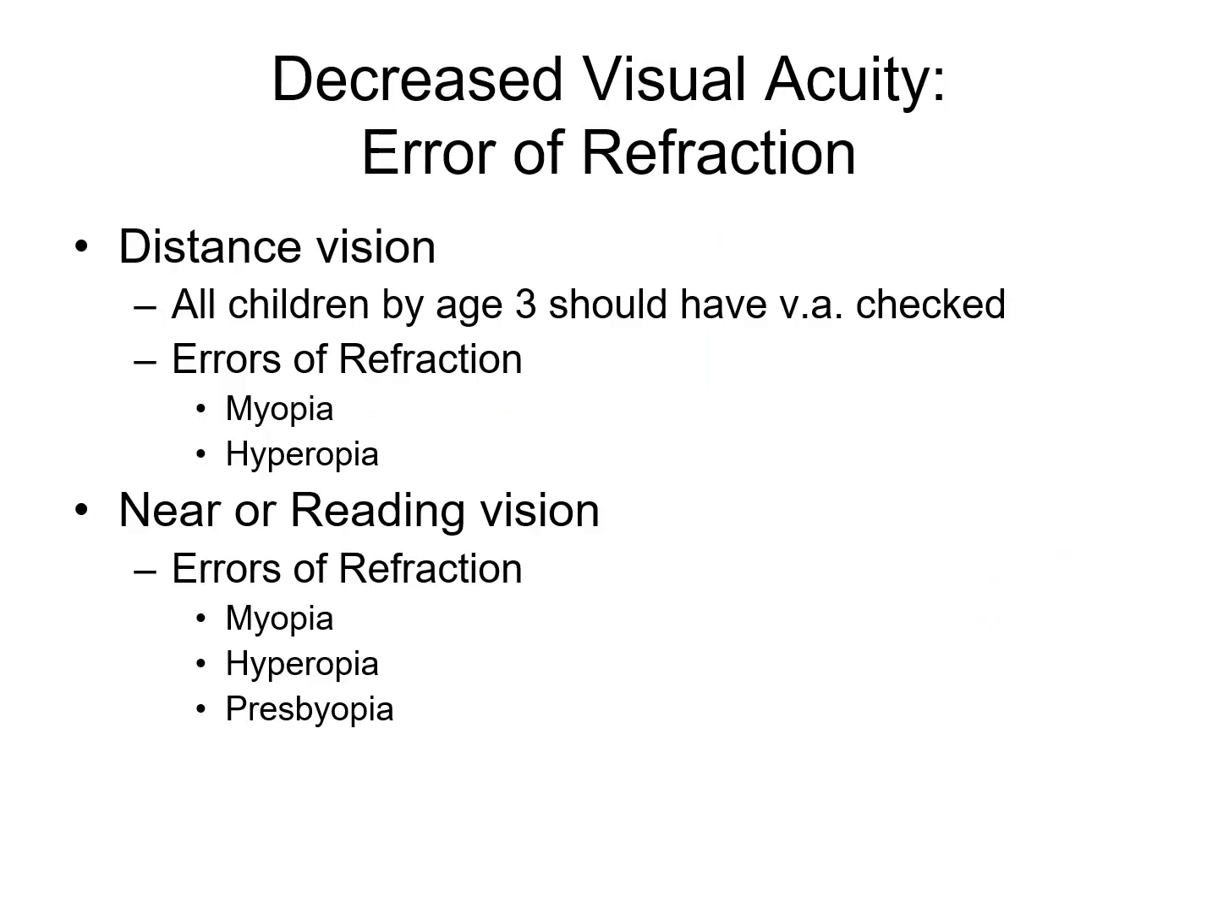Error of refraction is the most common cause of decreased visual acuity in patients seen at our eye center. Distance vision should be checked in all children by age 3, where common errors of refraction such as myopia and hyperopia may need to be corrected to prevent the onset of amblyopia. Near or reading vision is also of particular concern, especially in elderly patients who develop presbyopia.